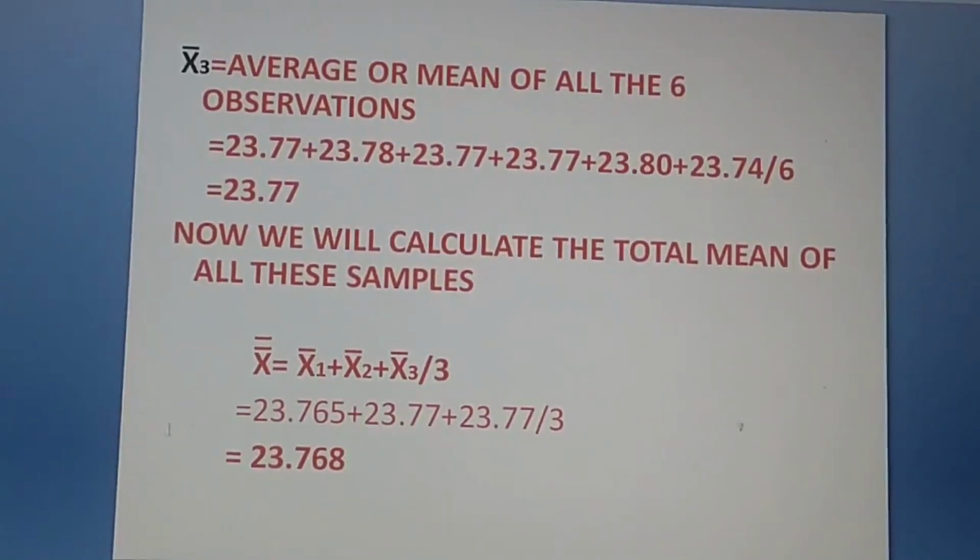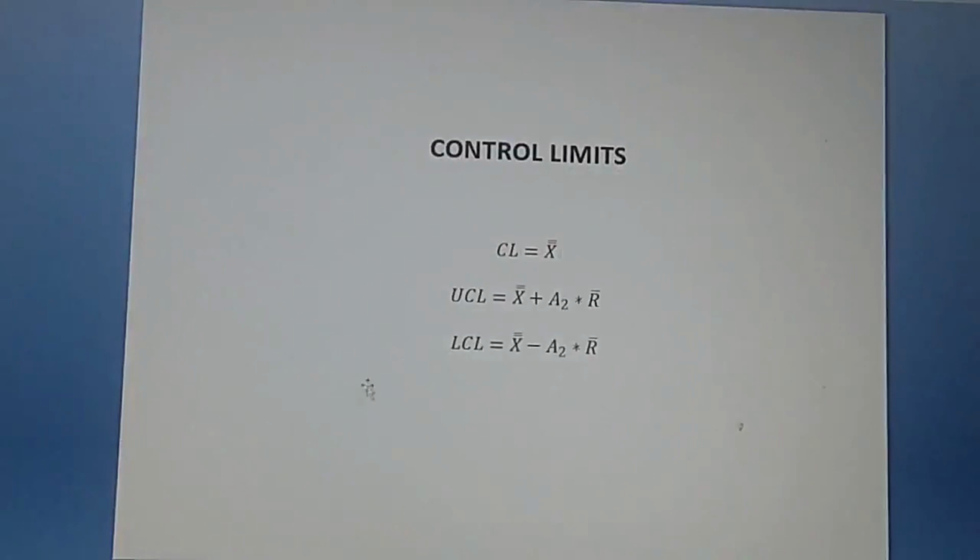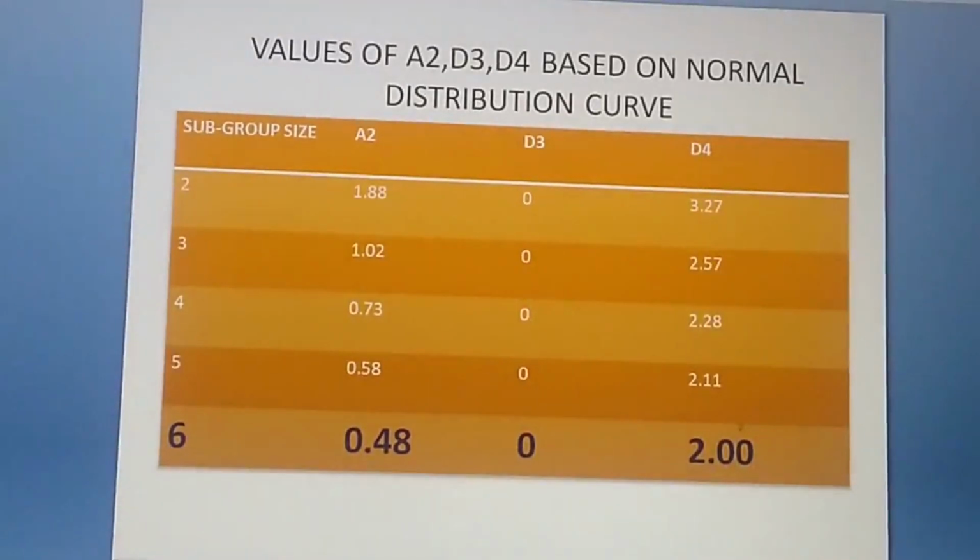So after determining the x double bar value, we can use it to find out the control limits. The center line is equal to x double bar. Upper control limit is equal to x double bar plus A2 into R bar, and lower control limit is x double bar minus A2 into R bar. And this A2 is a value determined from the subgroup size, corresponding to the subgroup size of 6, and that value is equal to 0.48, and it is highlighted here.